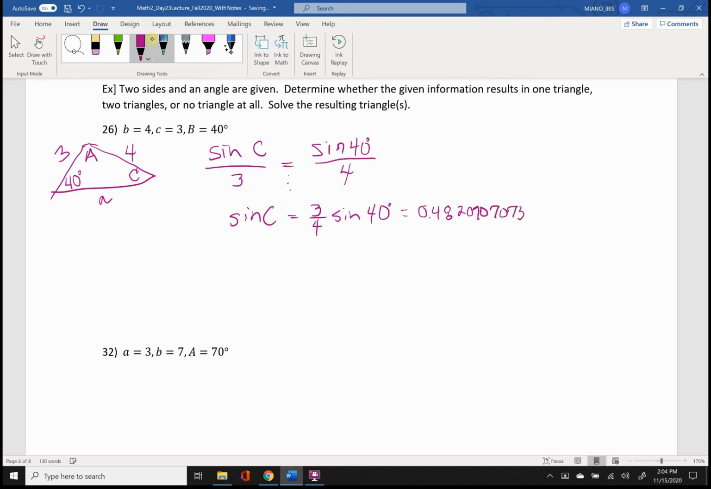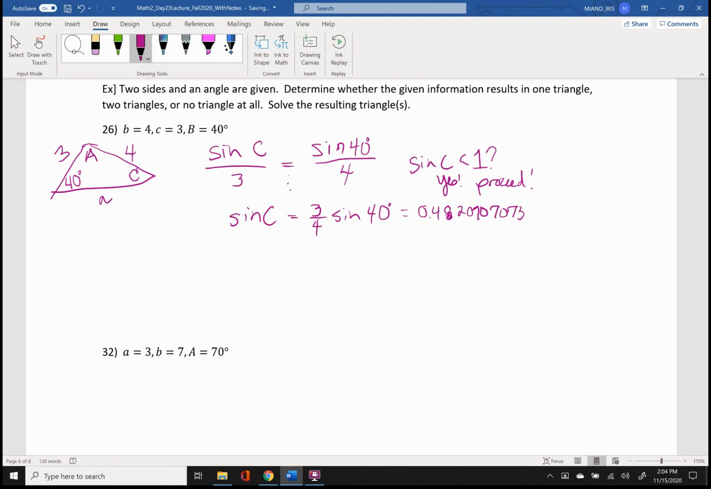Were all of these values necessary? No. What you're really just looking for is whether the sine of C is less than 1. Yes, it is. This number right here is some decimal that's less than 1, 0.48, and so on. So then we may proceed. Okay, yes, proceed.